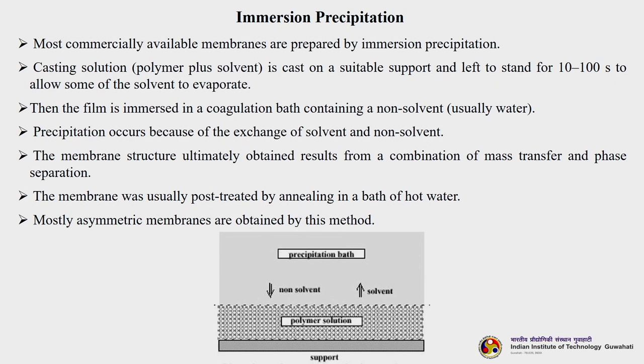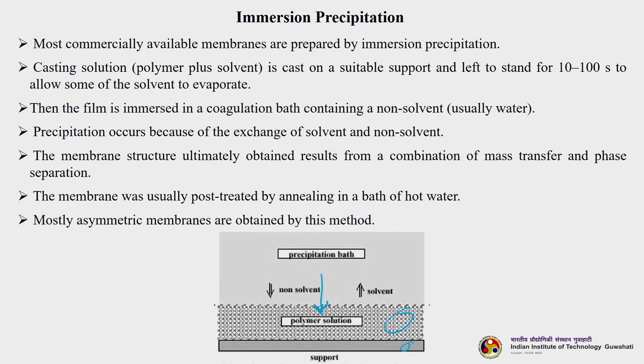Then the film is immersed in a coagulation bath containing a non-solvent. The non-solvent is usually water, but we can have some other non-solvents also. The precipitation occurs because of the exchange of the solvent and non-solvent. You can look at this figure to see what is happening. This is the polymer solution on a support, and I am putting it in a precipitation bath containing a non-solvent. When the process is on, the non-solvent diffuses inside the polymeric membrane, whereas the solvent is diffusing out of the polymeric film. This process creates pores.